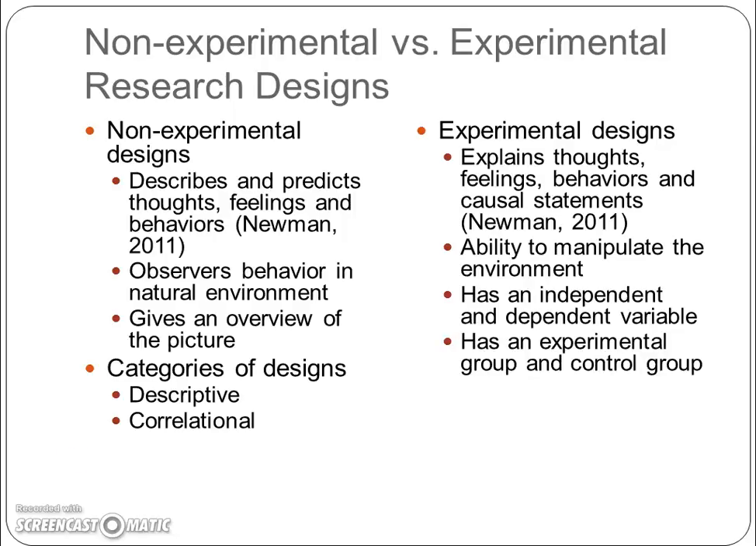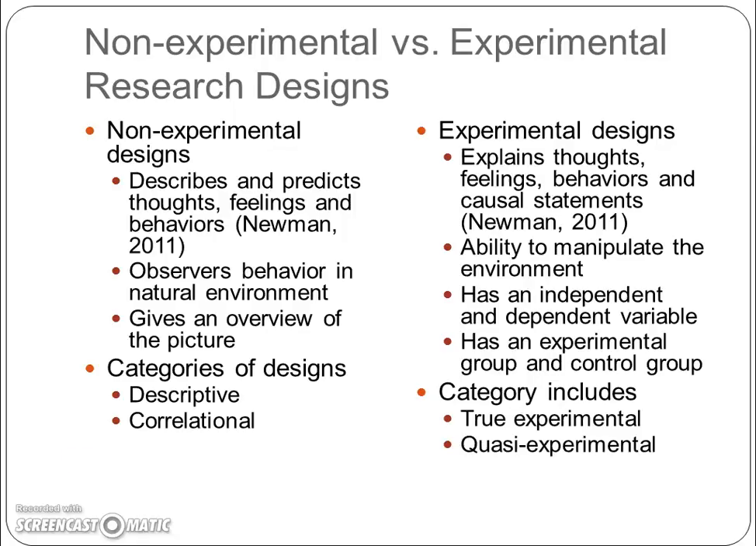It has an experimental and control group. An experimental group includes a group that receives the treatment to test the hypothesis, and the control group does not receive the treatment, which in turn compares the difference between the two. Categories of design are true experimental and quasi-experimental.